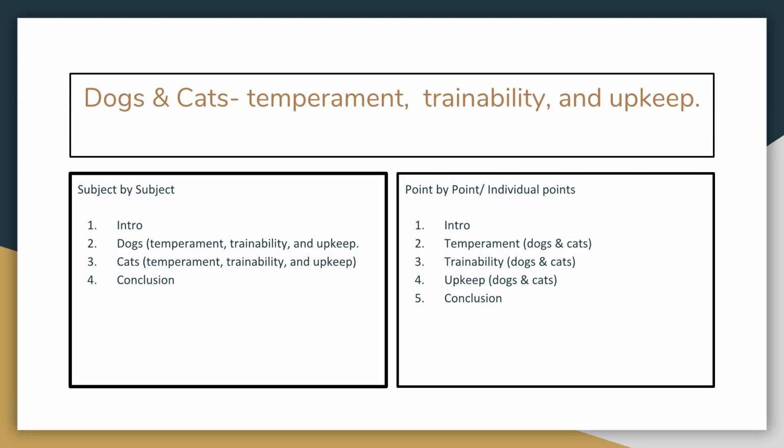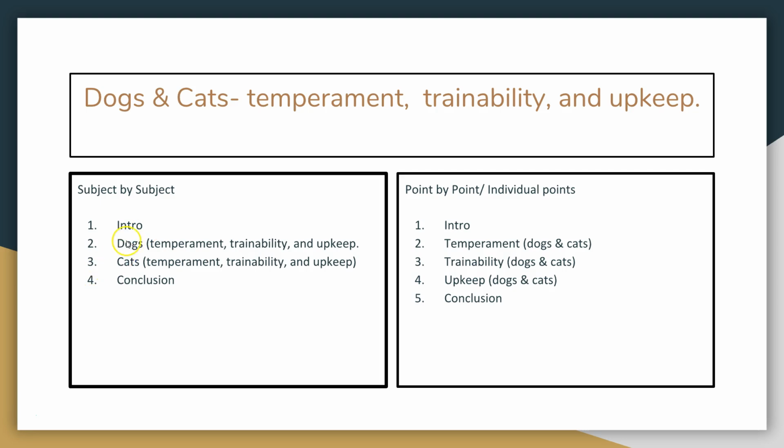So in subject by subject mode, you will notice our first paragraph, we're going to do a brief introduction. Dogs and cats are both domesticated animals that live in the house. So you're just going to do a basic little introduction to the topic. And then you're going to have your thesis sentence in the introduction where you say, when comparing and contrasting dogs and cats, one could look at their temperament, trainability, and upkeep.